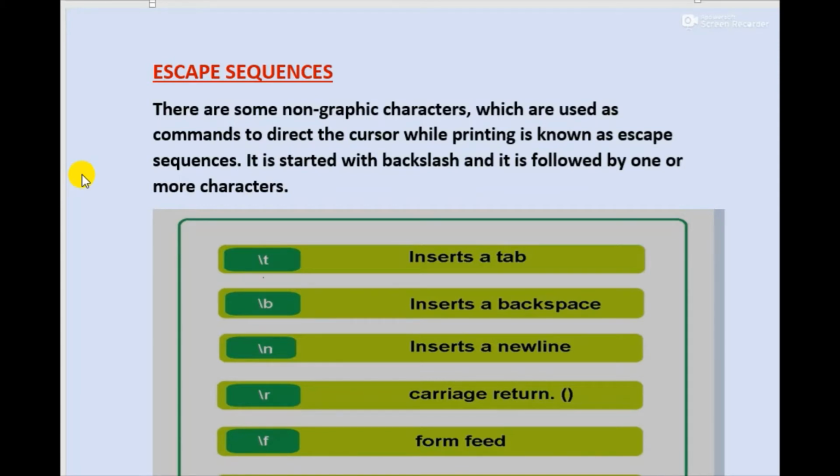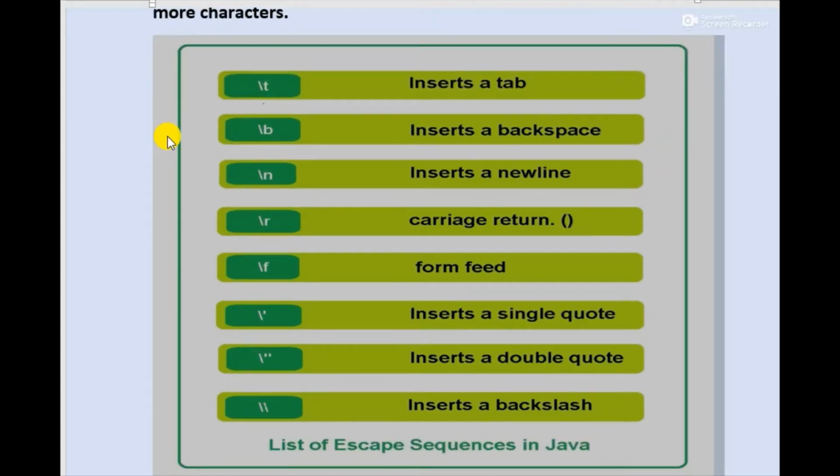Basically, escape sequences in Java programming are used to control the cursor's movement on the output screen. That is the purpose of escape sequences. They provide us a customized output on the output screen, and are used as commands to direct the cursor while printing. Here we can see a table of escape sequences which are used in Java.